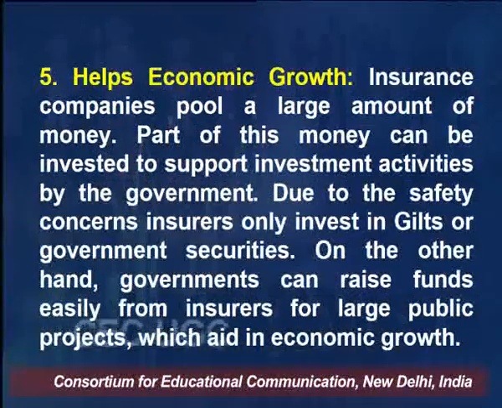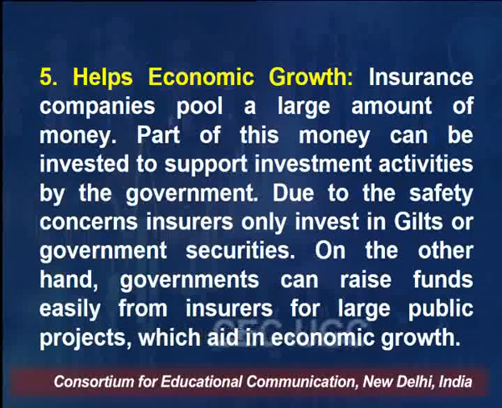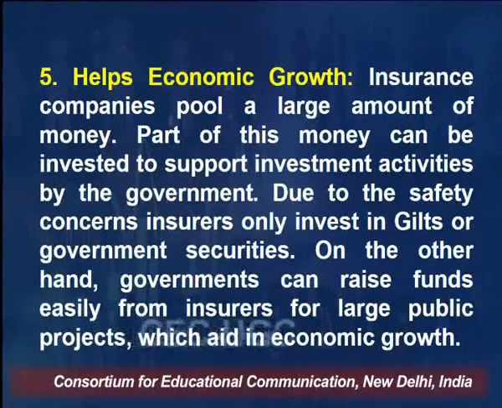Insurance companies pool a large amount of money. How do they pool the money? A very large number of people who are buying insurance policies pay premiums, and this premium creates a pool of money for the insurance companies. Part of this money can be invested to support investment activities by the government. Due to safety concerns, insurers only invest in gilts.